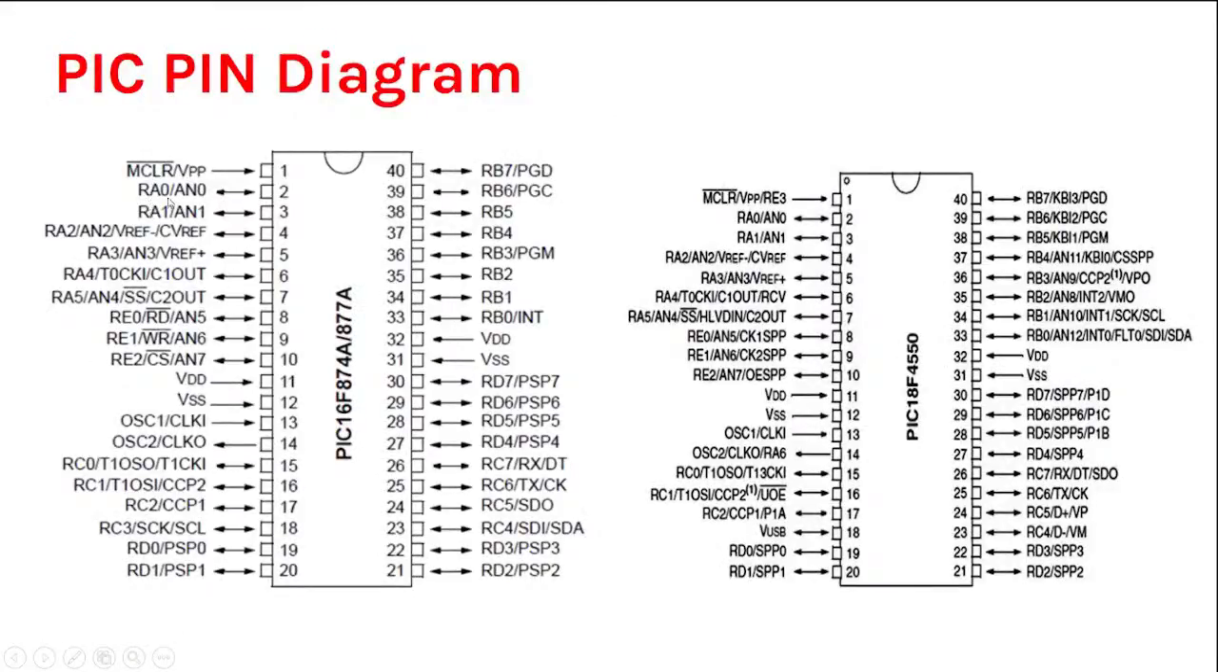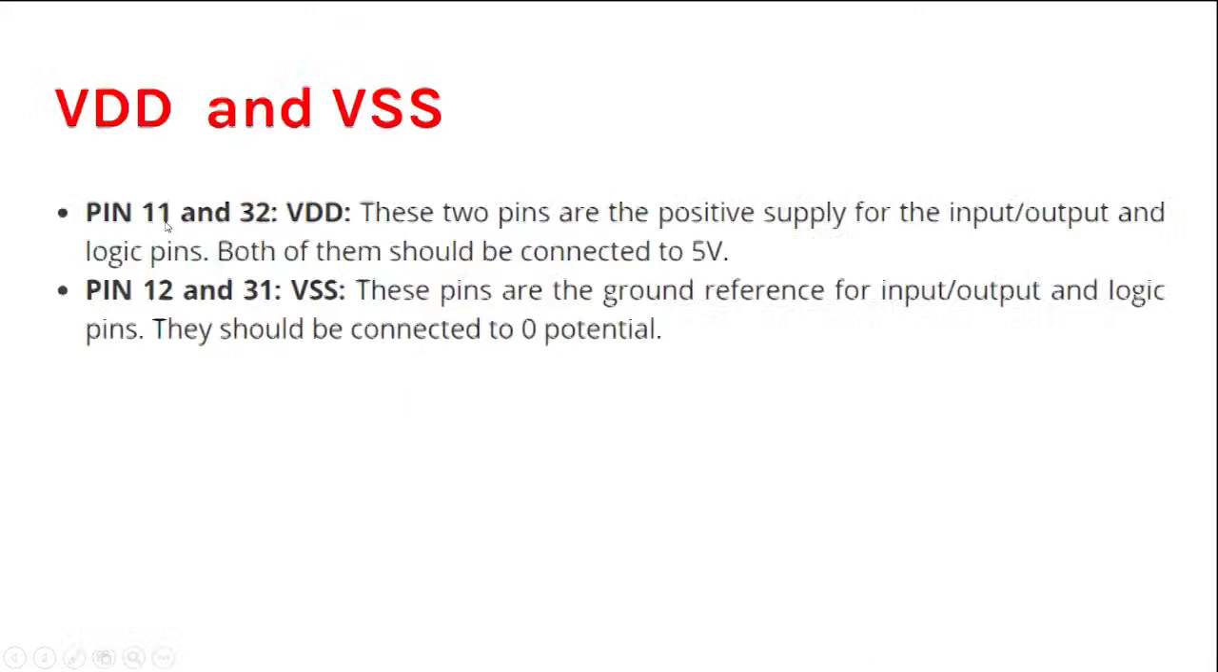Port A is pins 2 to 7. AN0, AN1, AN2 and AN3 can be used for analog inputs, and this one is for the timer, and AN4 is again for analog input. So RA0, RA1, RA2, RA3, RA4 and RA5 are the port A pins.